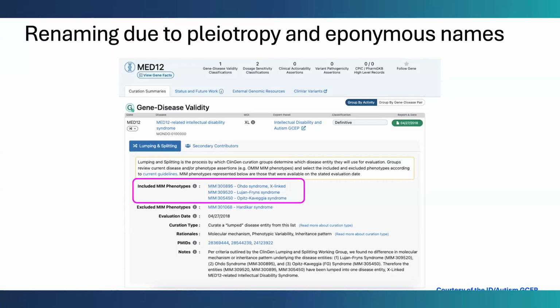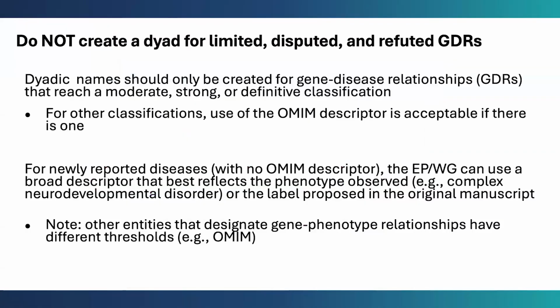You also can see what we've excluded out of that, which is Hardaker syndrome. Again, these are lumped, and you can see the rationale that we gave through that lumping and splitting guidance, as well as any notes that we want people to understand why we decided to lump or split. And so this is a great way for us to be able to continue to work with Mondo and to be able to show when we have differences from other resources that are cataloging gene-disease relationships.